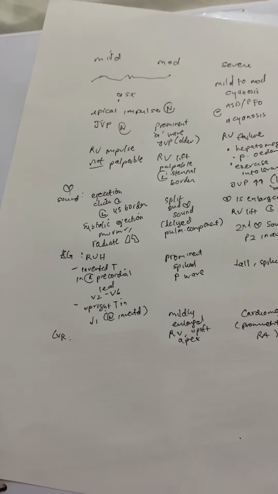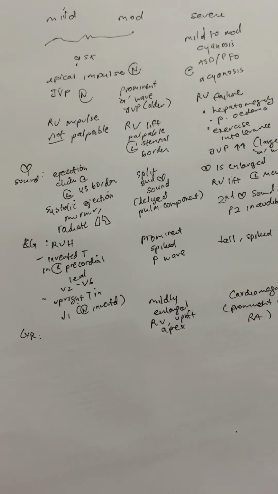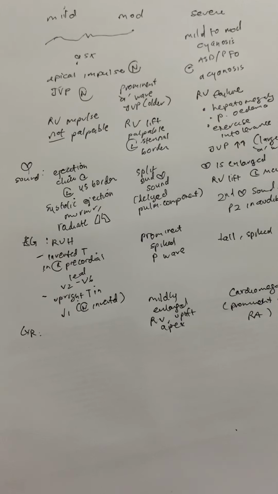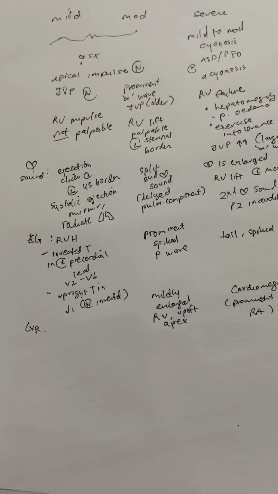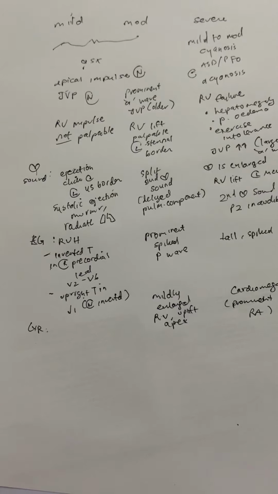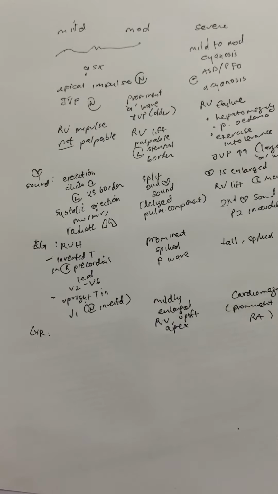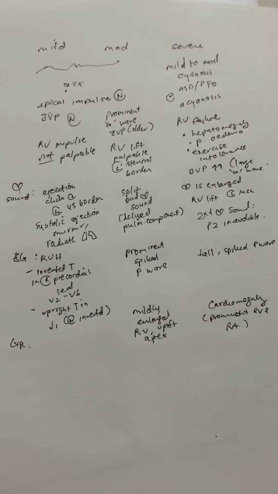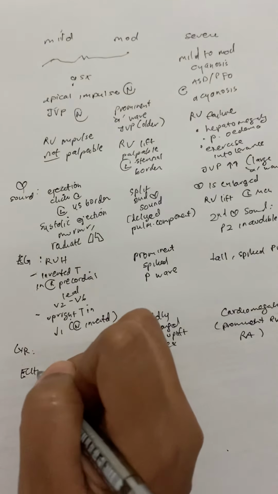So for the echo, in mild pulmonary stenosis, there will be a slightly thickened pulmonic valve, and for the moderate, there will be a thickened pulmonic valve with restricted systolic motion, and for the severe, there will be a severe deformity of the pulmonary valve with right ventricular hypertrophy. That's for echo.